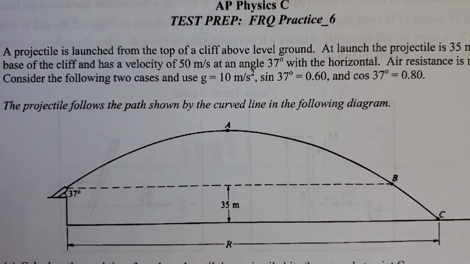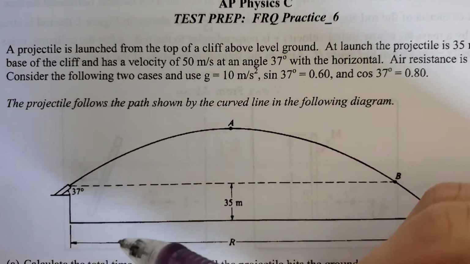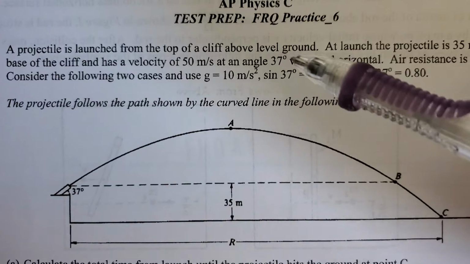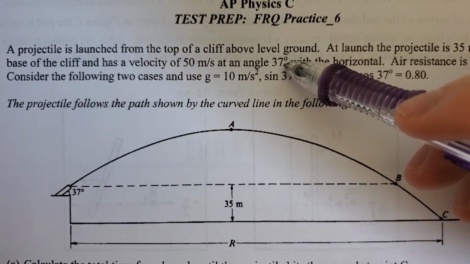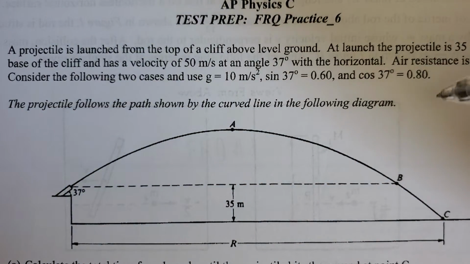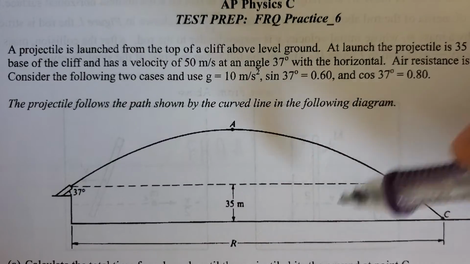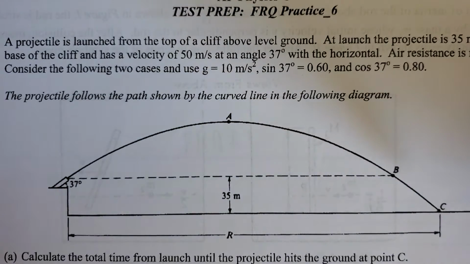Okay, so for FRQ number 1, we have a projectile that is initially 35 meters above ground level on top of a cliff, and we are going to launch this projectile at a velocity of 50 meters per second and at an angle of 37 degrees off a cliff. Once the projectile finishes its flight after launch, it's going to land a distance of r away from its initial position, and it will be at ground level at point C.